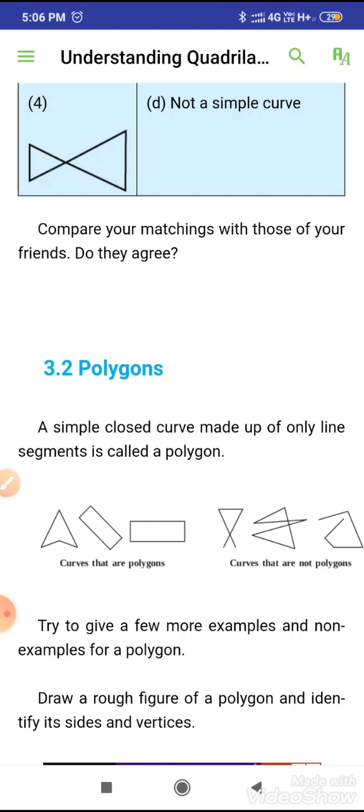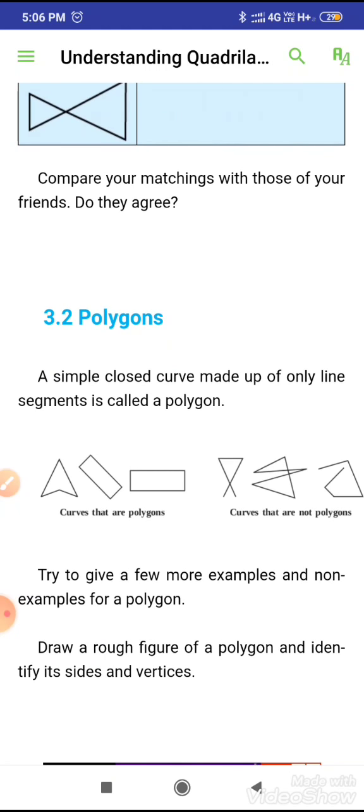Here some examples of polygons are given. So basically two conditions are essential for making a closed curve a polygon. First, our curve should be closed, and second, our curve is made up of only line segments.